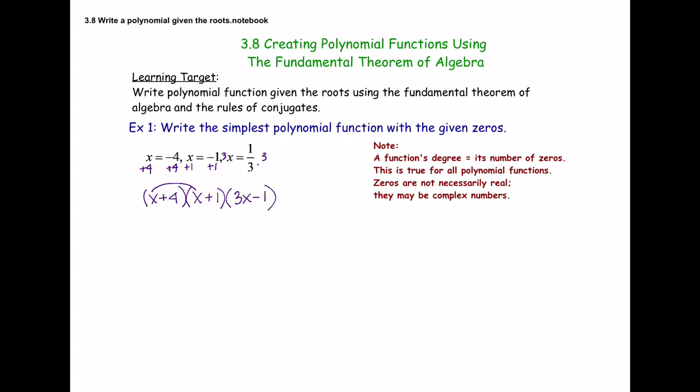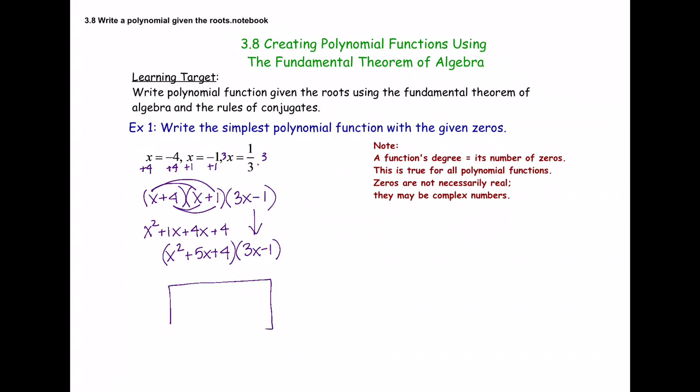So x times x gives us x squared, x times 1 gives us 1x, 4 times x gives us 4x, and 4 times 1 gives us 4. We combine our like terms and we have x squared plus 5x plus 4. We then need to multiply that trinomial by our other binomial. So I'm going to use a generic rectangle for that to keep my work nicely organized.